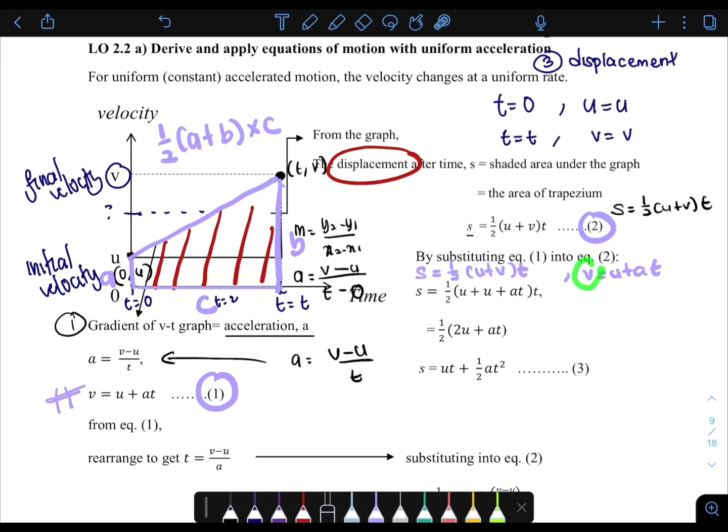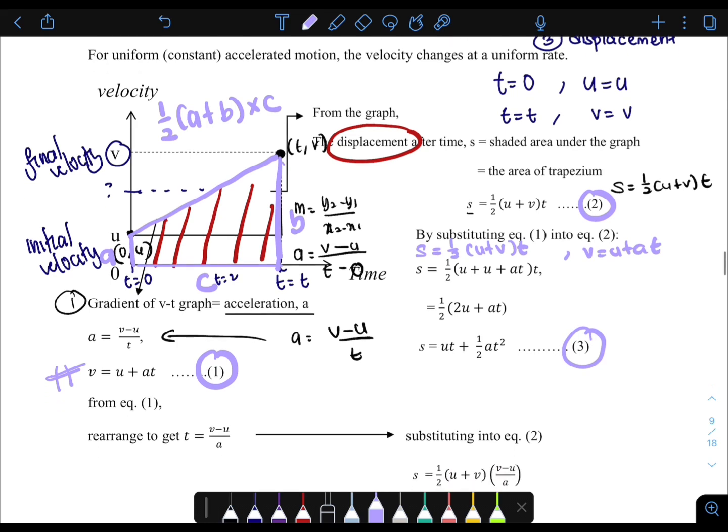Now I'm going to substitute my V from equation 1 into V in equation 2. So I will end up with S equals 1 over 2 (U plus, in the place of V, U plus AT) multiplied with T. Therefore, simplifying your equation, you will get S equals UT plus half AT square. This is your third equation for kinematics of linear motion.